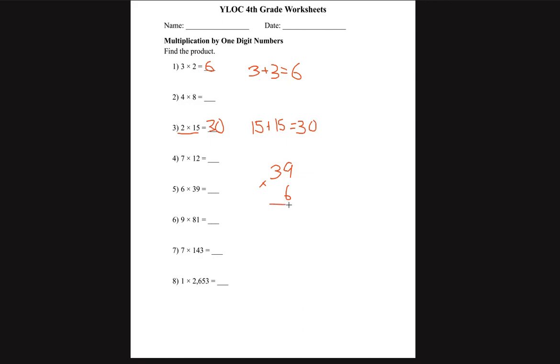So if we know what 9 times 6 is, which is 54, we do 54 here. We have to bring the 5 up. We can't just add it right now. And then we do 6 times 30, or 6 times 3, which is 18. Then we add the 5 from the 6 times 9, and we get 23. And so the answer will be 234 for number 5.